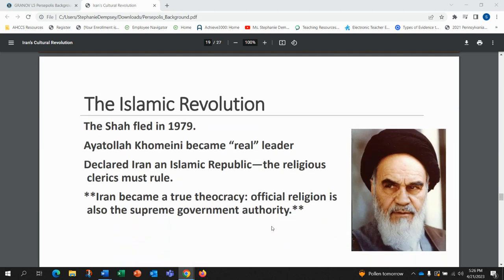And we see the Islamic Revolution. The Shah fled in 1979. Ayatollah Khomeini became the real leader. He declared Iran an Islamic republic. The religious clerics must rule. Iran became a true theocracy, which has an official religion as the supreme government authority.